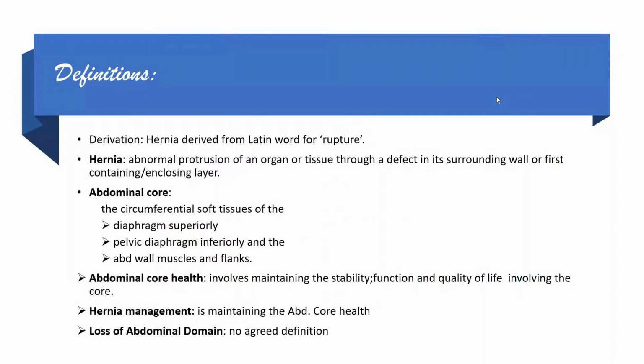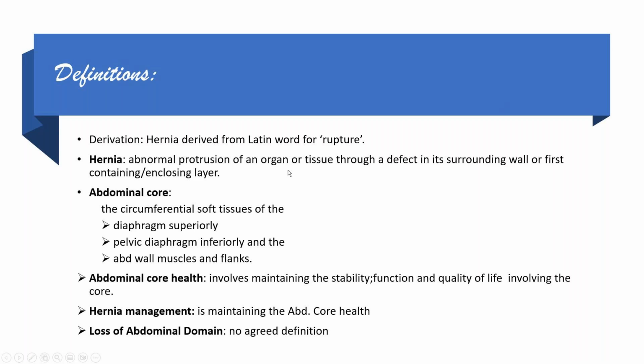First of all, where does the word hernia have its derivation? It's derived from a Latin word which means to rupture. That is the origin of the word hernia. And how do you define a hernia, whether it's an external hernia or an internal hernia? There has to be a common definition, and the common definition is an abnormal protrusion of an organ or tissue through a defect in its surrounding wall or the first containing or enclosing layer.